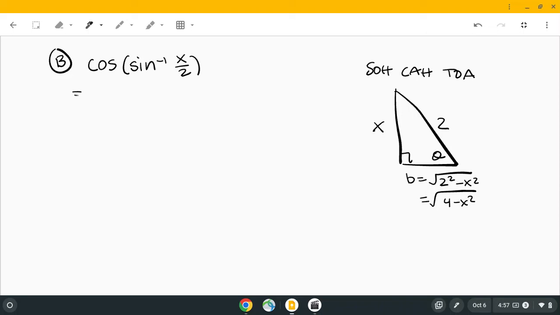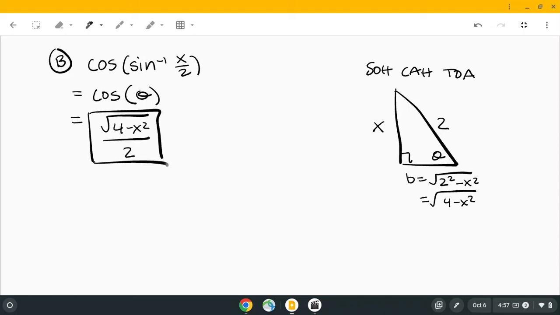All right, so let's go ahead and work this out. So sine inverse is the angle. The angle here is theta. And the cosine of this angle is SOHCAHTOA, so adjacent, square root 4 minus x squared, over hypotenuse, which is 2. Okay, so square root of 4 minus x squared over the hypotenuse, which is 2. Okay, so that would be it. All right, so yay, we are done.